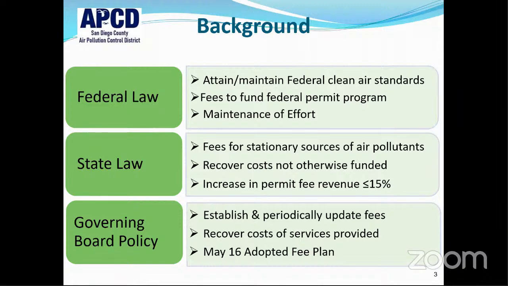State law directs the APCD to set fees to recover the costs of issuing and renewing air quality permits for stationary sources. Additionally, per the California Health and Safety Code, the district has the ability to increase individual fees for services to permit, to operate, and authority to construct permits, as long as the total revenue for those fee categories does not exceed 15% in a single fiscal year. The district is also required to annually review all fees to ensure they are aligned with costs and to make recommendations to the board for any changes.